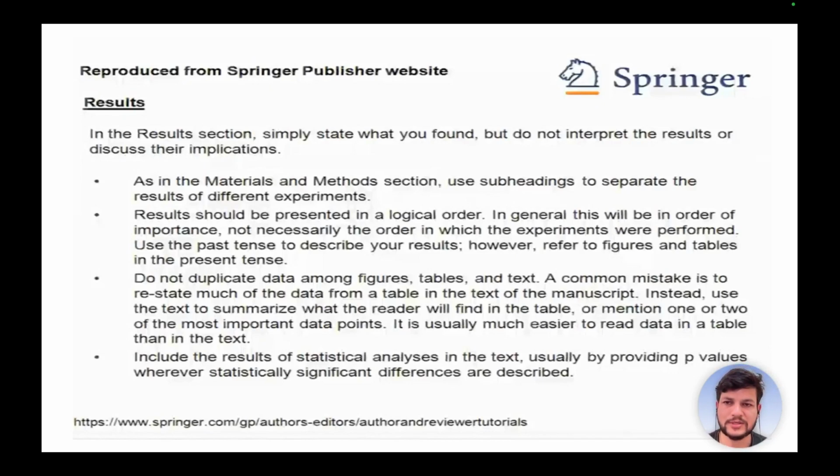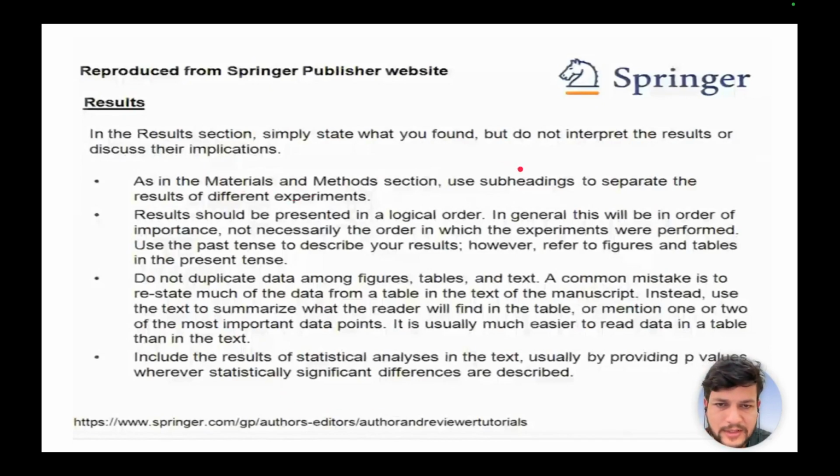In the results, you only have to explain what you have found. You don't have to interpret or discuss the implications of the results. But in some journals, results and discussion are combined. In that case, you may have to write the results and at the same time interpret them, but it depends on the journal. Per se, in the results section you only have to state what you have found.